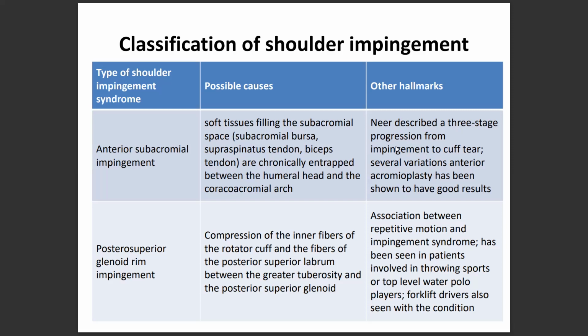So there is progression from the impingement to, in severe cases, tendon tear or tendon rupture of these rotator cuff muscles. In several variations of tear, acromioplasty has been shown to have good results. Acromioplasty is one of the main surgical procedures used in such conditions, in which there is shaving of that extra or abnormal acromion.